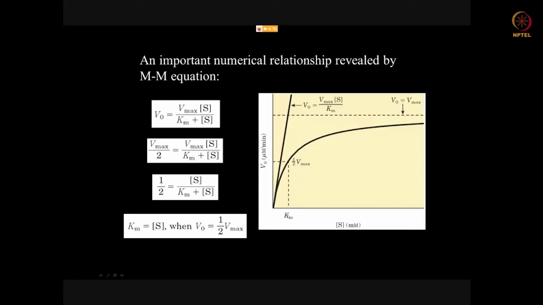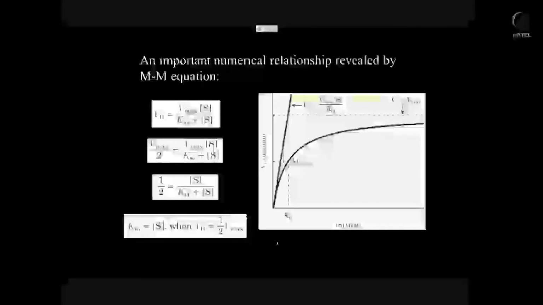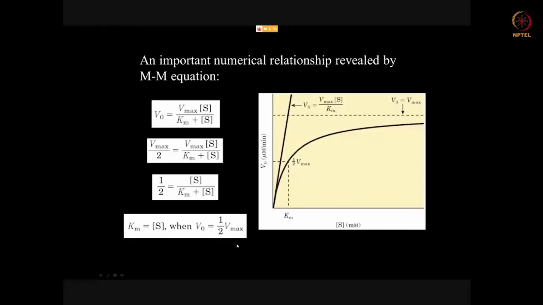So therefore Km has units of concentration, okay, molar. So this is an important relationship revealed by Michaelis-Menten. When people ask you what is Km, you should be able to tell this: Km equals substrate concentration when V0 equals half Vmax. Okay, so this is an important relationship, and it also helps us to calculate Km very readily.